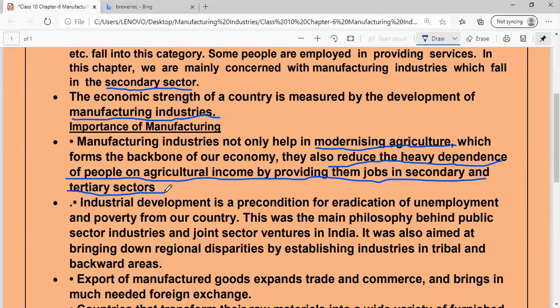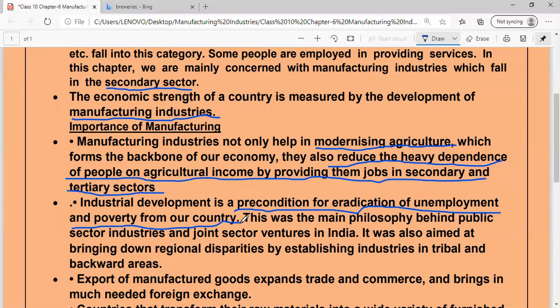Now, second one: industrial development is a precondition for the eradication of unemployment and poverty from our country. Eradication of unemployment means removal of unemployment, and removal of poverty. Our country is a populous country. Here population is very, very high. So the agricultural sector cannot absorb all the labor or all the people. So in order to give employment opportunities, we need to set up a lot of industries. With the coming up of industries, you can remove unemployment and poverty from our country.